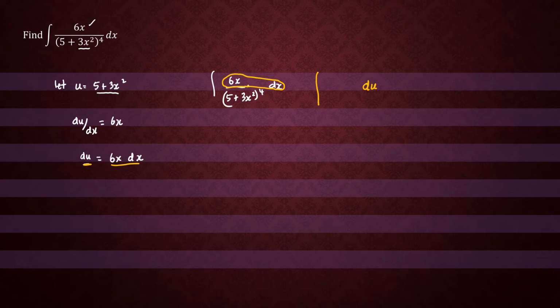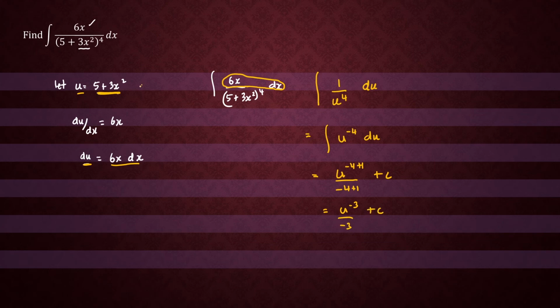And then in the denominator, we can write 1 on u to the power 4, because u is equal to 5 plus 3x squared. So let's rewrite that as finding the integral of u to the power negative 4 du. So when we integrate, we'll have u to the power negative 4 plus 1 divided by negative 4 plus 1, plus the constant of integration, which will become u to the power negative 3 divided by negative 3, plus c.